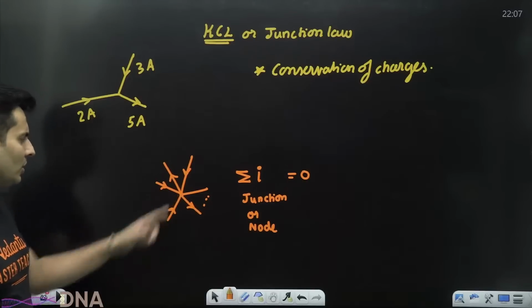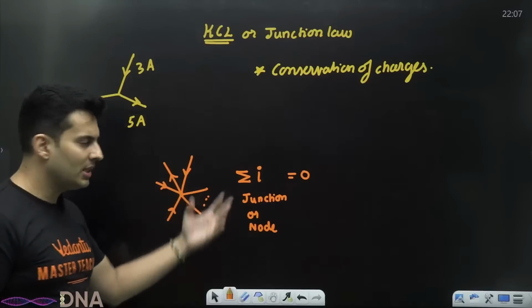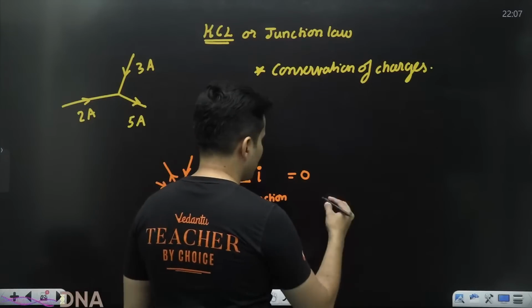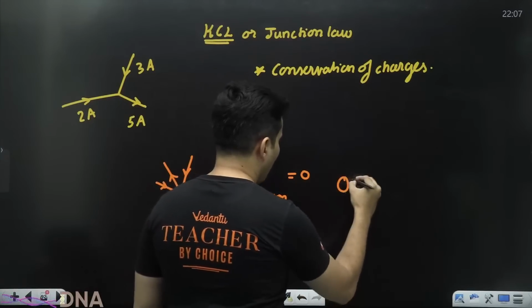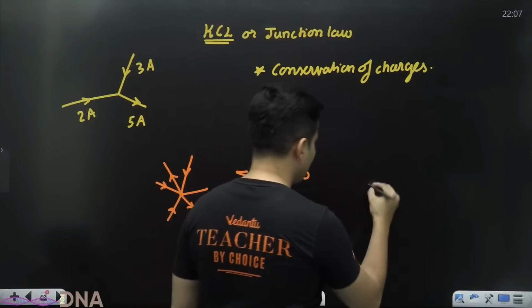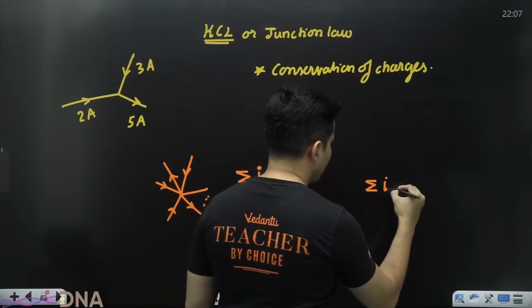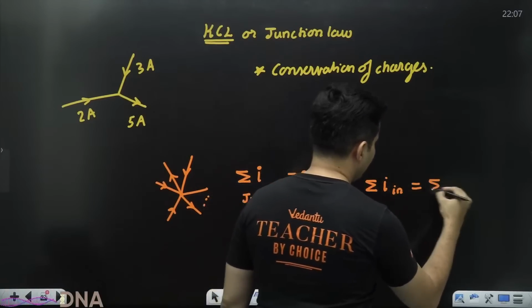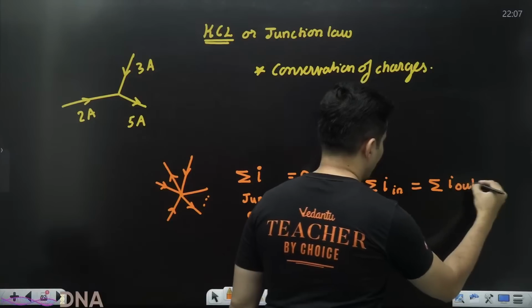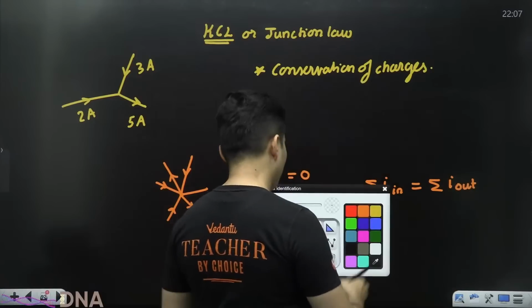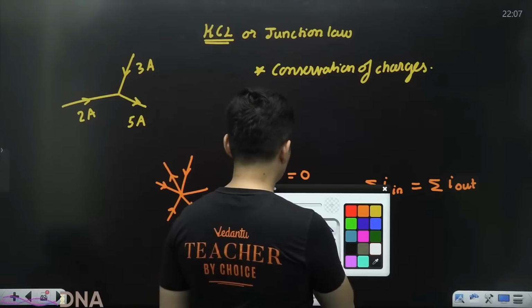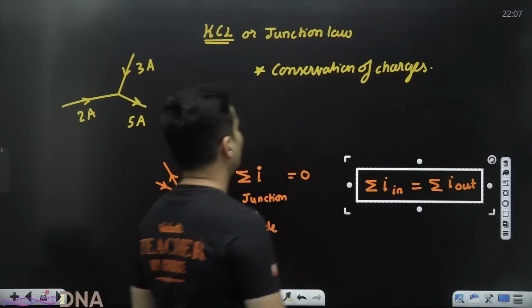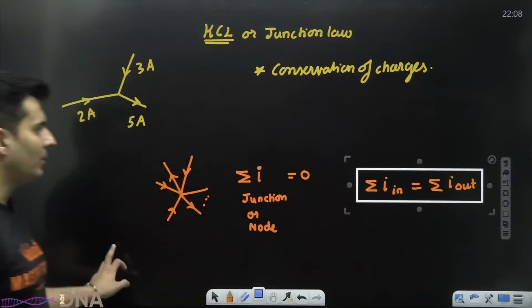This is the junction or the node. So whatever you see, the total current at the junction or the node will be 0, or a better way of writing it is the total currents going in will be the total currents coming out. This is usually the more preferred way of writing it. Okay, so that is your Kirchhoff's current law.